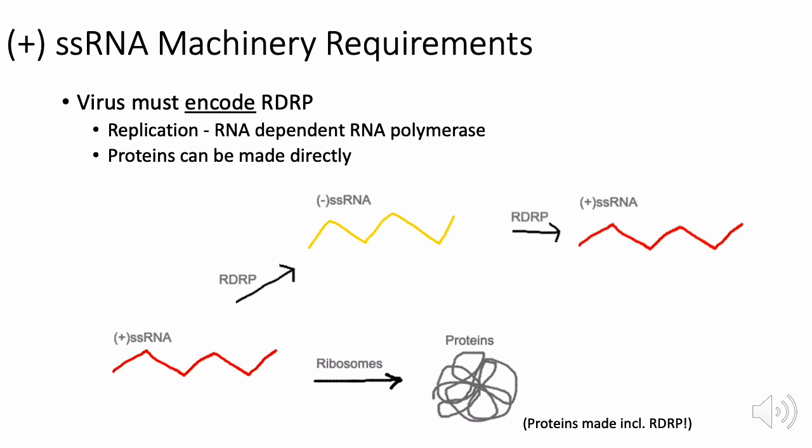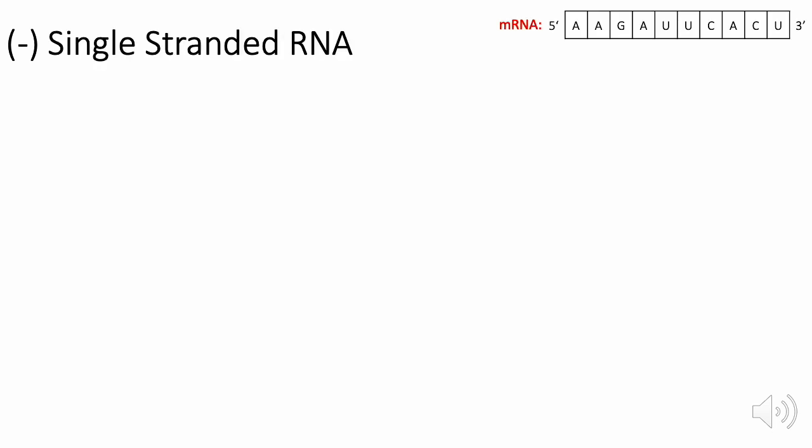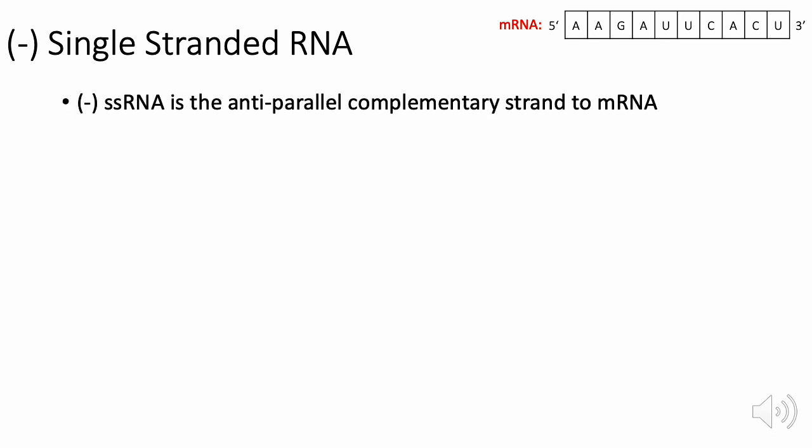So, because RDRP can be made unhindered from additional machinery requirements, we do not need to package the physical copy of RDRP. Negative single-stranded RNA. Negative single-stranded RNA is the anti-parallel complementary strand to the mRNA.